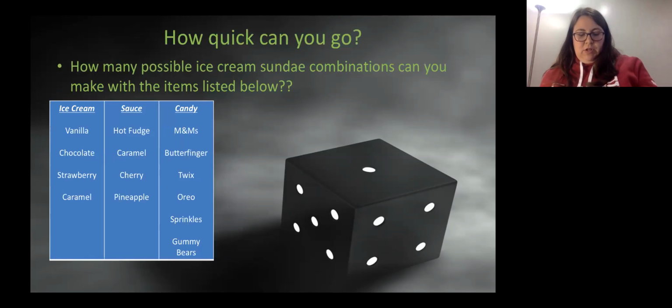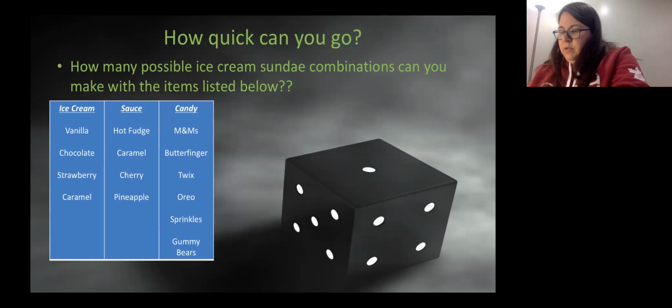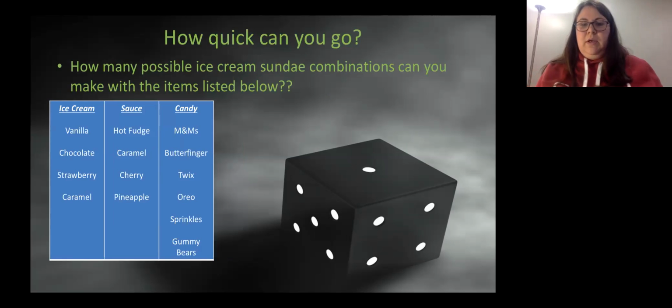What about this one? So there is ice cream that we're choosing, there's sauce, and there's candy. There are 4 ice cream choices and 4 sauce choices and 1, 2, 3, 4, 5, 6 candy choices. Multiplying all that together, you get 96 total possible candy combinations, okay?